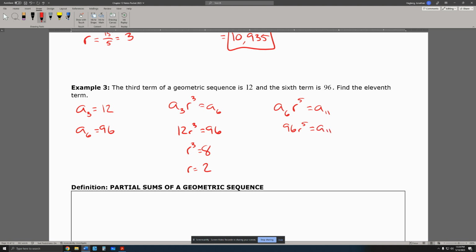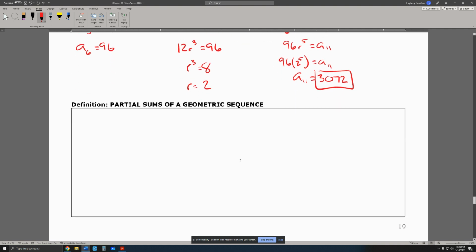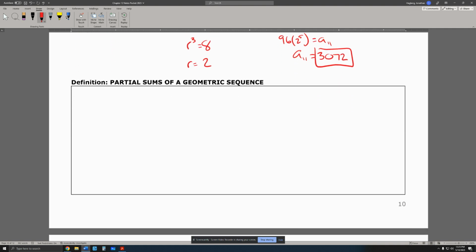And then I already know what r is, that's 2. So 96 times 2 to the 5th is equal to A11. 96 times 32. A11 is equal to 3072. Okay? All right, so now let's talk partial sums of a geometric sequence.